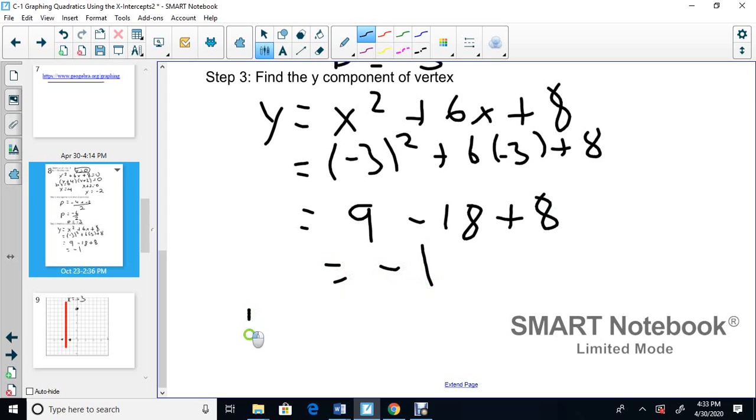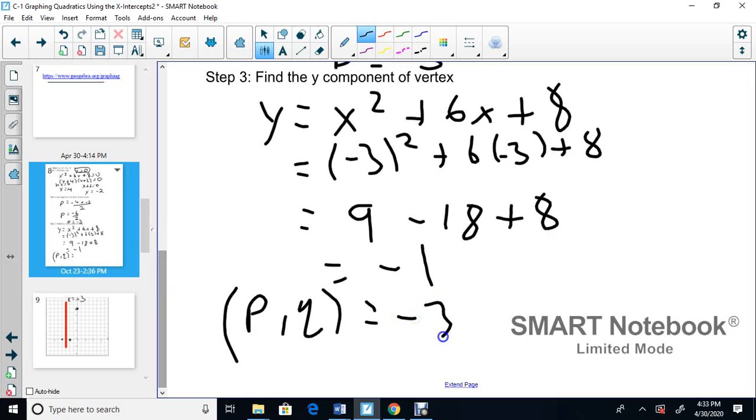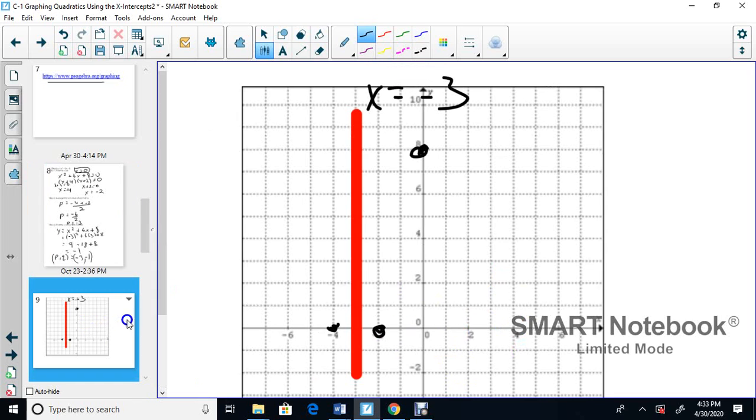Okay, so my p, comma q, my vertex: p is negative 3 up here, and my q is negative 1. So that's my vertex. So we'll go back to the graph. Negative 3, negative 1, so it's right here. So my vertex is right over here. Okay, it's negative 3, negative 1.